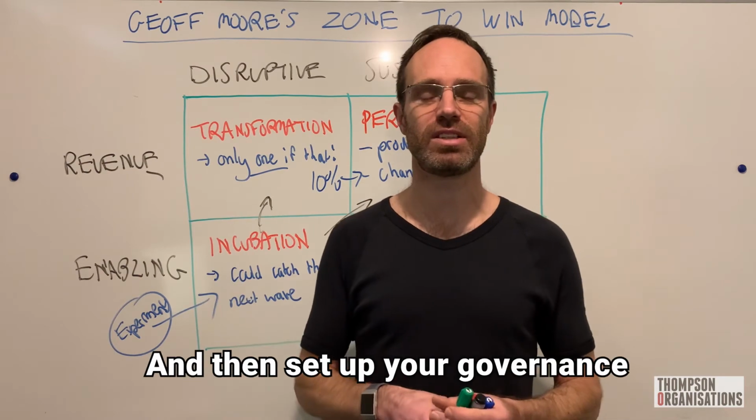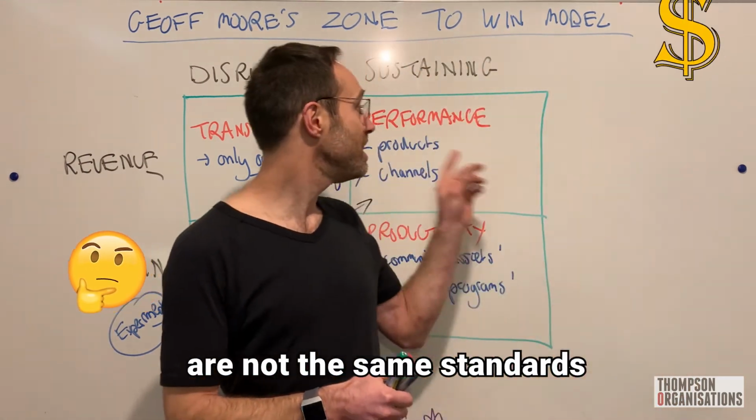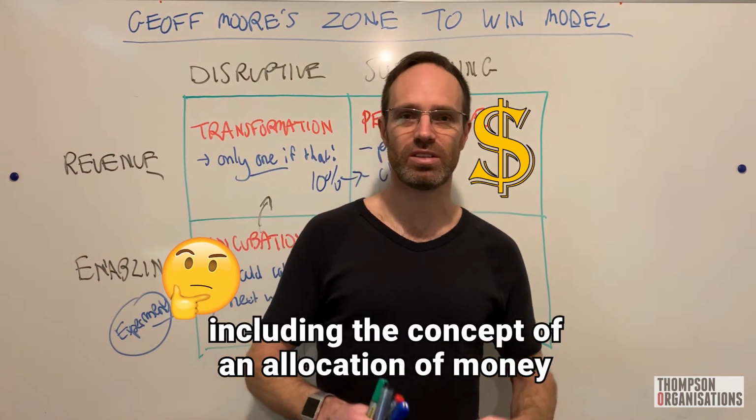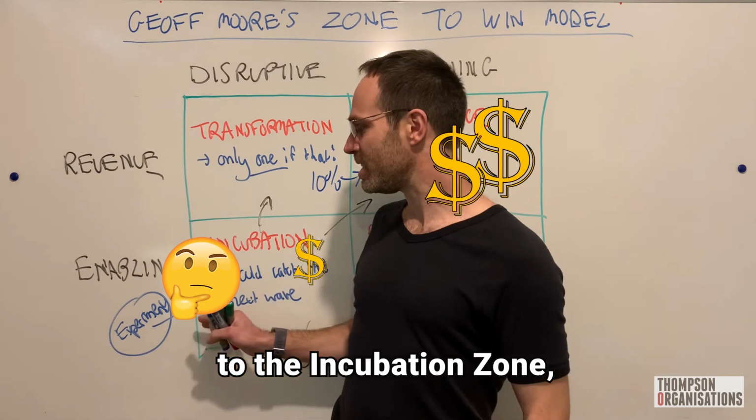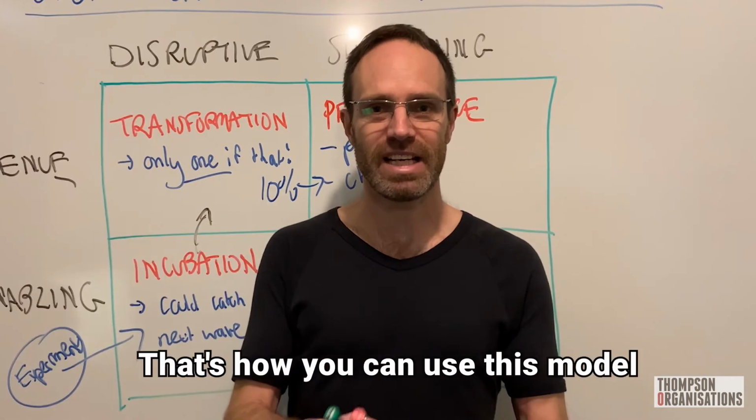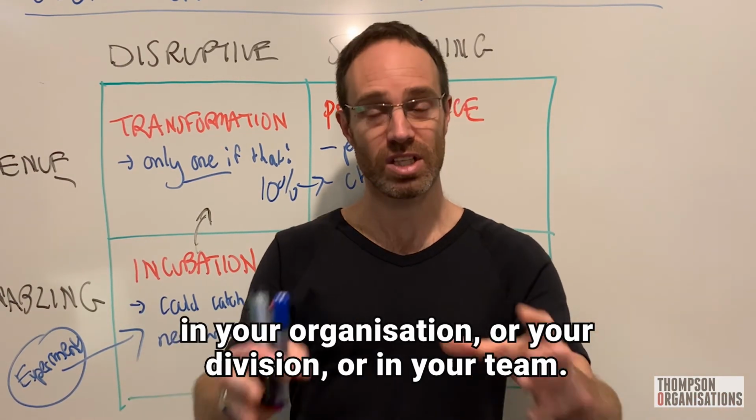And then set up your governance to make sure that the standards by which you're judging the incubation zone are not the same standards by which you're judging the performance zone, and set up the overall governance, including the concept of an allocation of money to the incubation zone and even into the lab for experiments to allow those things to occur. That's how you can use this model to get some really effective work going in your organisation or your division or in your team.